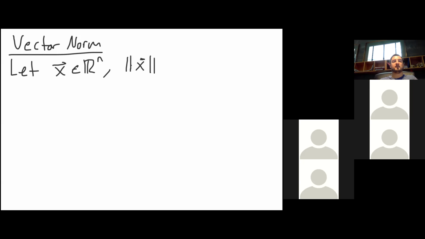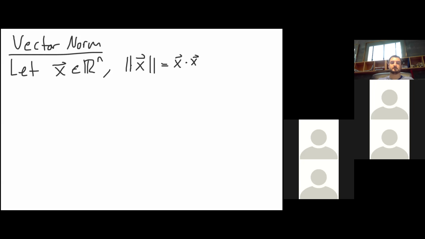The norm of x, my vector x. You're going to see these two lines, almost like absolute value. So you know absolute value is a single line on either side. The norm is going to be 2 lines on either side. We define it by taking x and doing the dot product with itself.